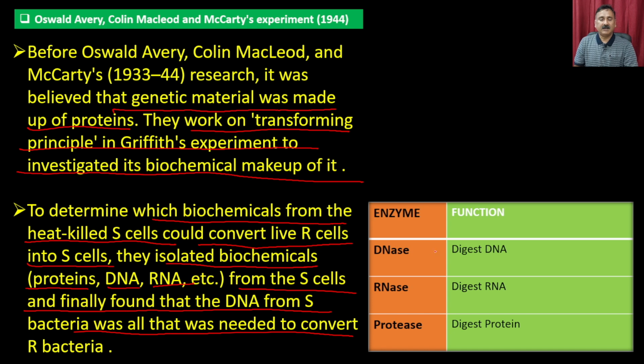So what they have used for this particular experiment is three different types of enzymes. They have used DNase. The function of DNase is that it is going to digest the DNA. So it is going to destroy DNA. If you take the DNase and treat any reaction, it is going to destroy the DNA. So it is going to remove the DNA part.